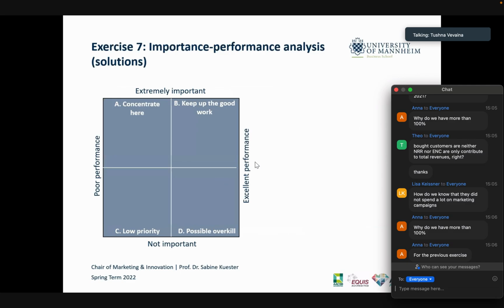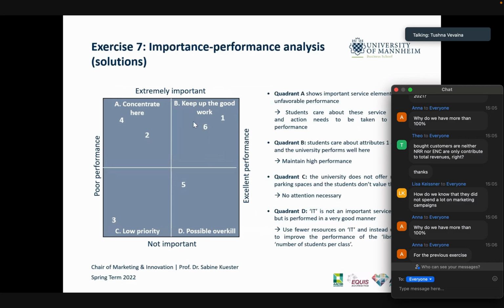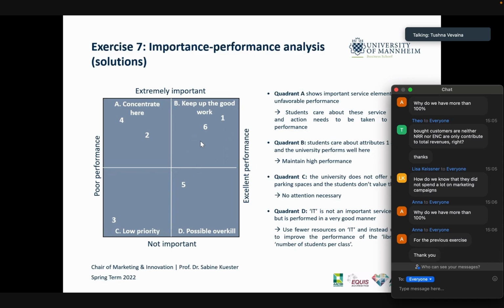Now, let me just get back to this. We'll complete this. We have 6 minutes left. The recommendations that we have are that your quadrant A, that's this quadrant, shows important service elements, but unfavorable or low performance. And that's why you need to take action to improve these services.